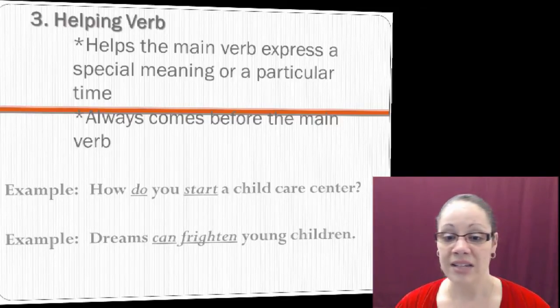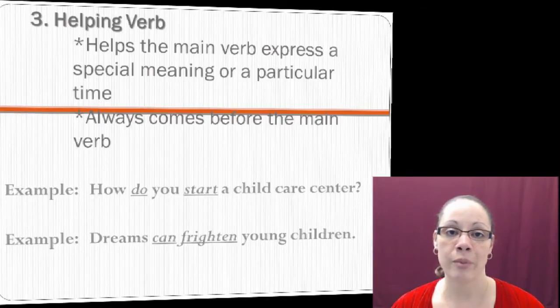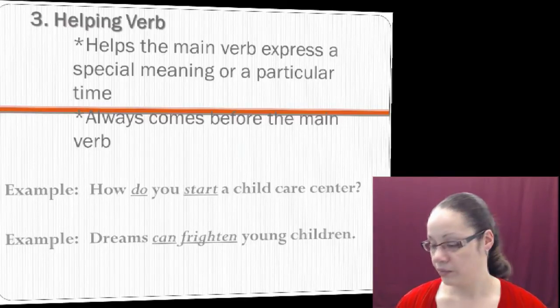Our next example is: dreams can frighten young children. Dreams is our subject of the sentence. What can dreams do? They can frighten. Can is my helping verb. My main verb is frighten. Both verbs are the verb of the actual sentence.